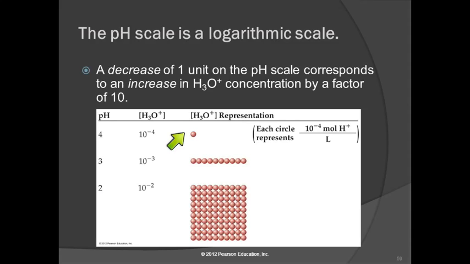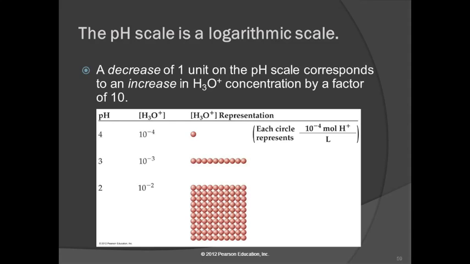So here, if we represent each circle as 10 to the minus 4th moles per liter of hydrogen ion concentration, when the concentration changes from 10 to the minus 4 to 10 to the minus 3, it increases by a factor of 10. And when it goes from minus 3 to minus 2, it increases by a factor of 10. This is 100 times more concentrated than this one. The logarithm goes from 4 to 3. A 1 unit change in pH is a 10-fold change in concentration.